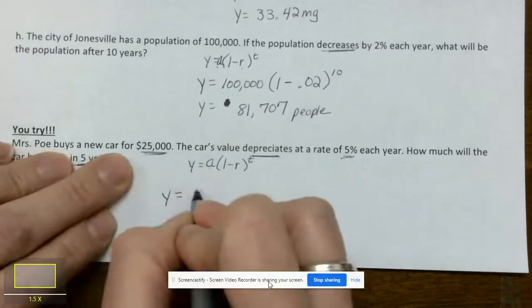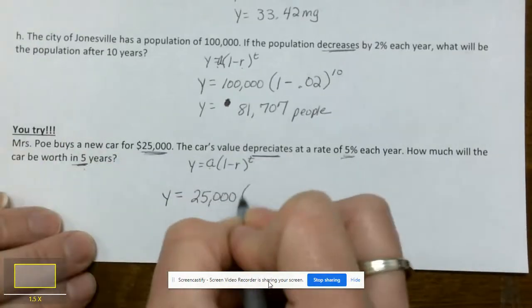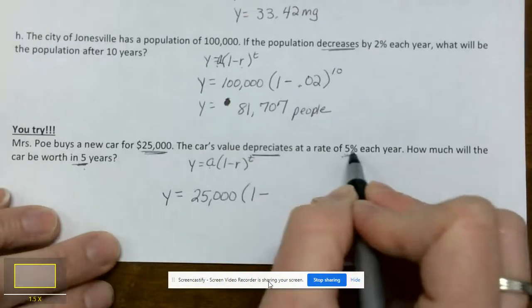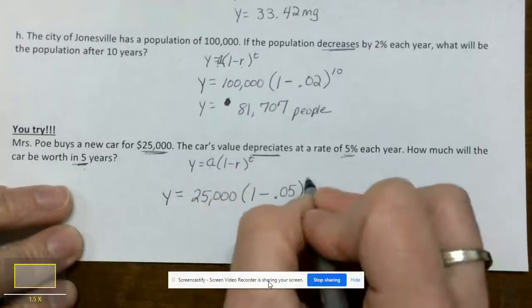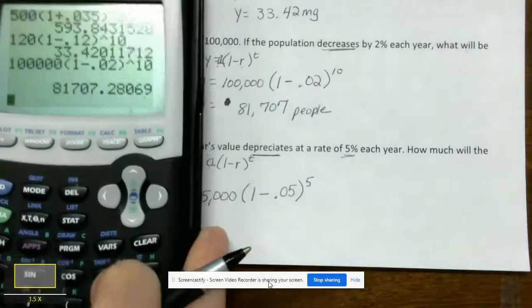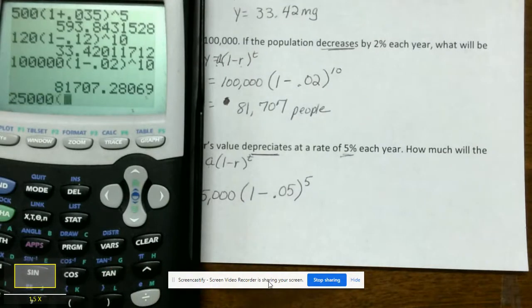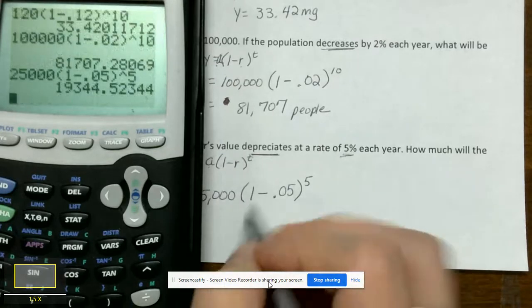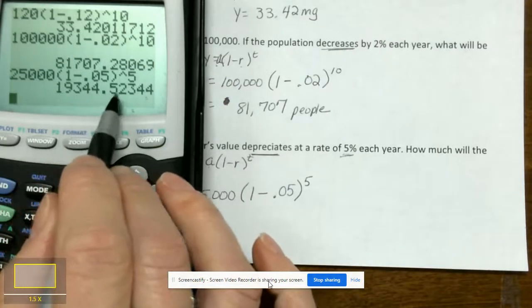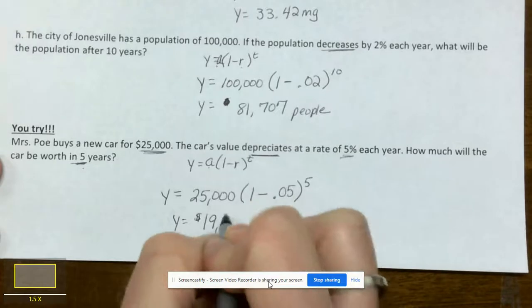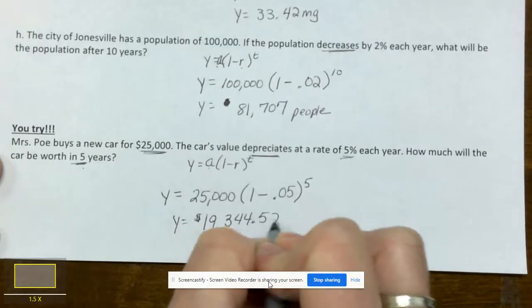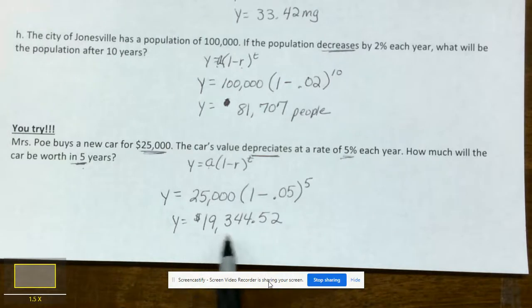My initial value of the car was $25,000. Then 1 minus my rate that it depreciates is 5%, so that's going to be 0.05. And then my t, my time, is 5 years. Okay, so we're going to come to the calculator and key that in. 25,000 times 1 minus 0.05 raised to the 5th power. Okay, we get $19,344.52. So y equals $19,344.52. So in 5 years, it's lost a little over $5,000, well, close to $6,000.